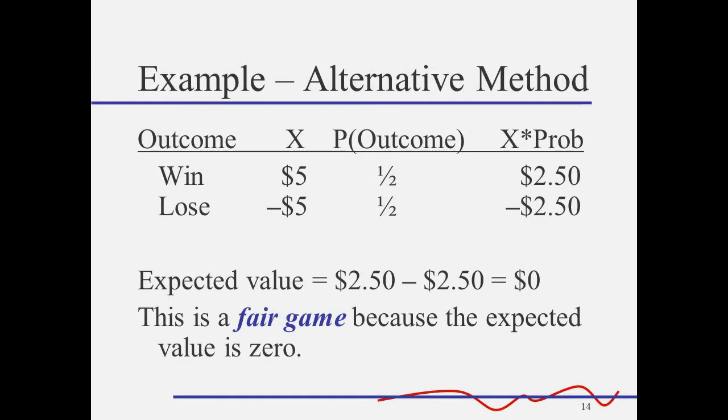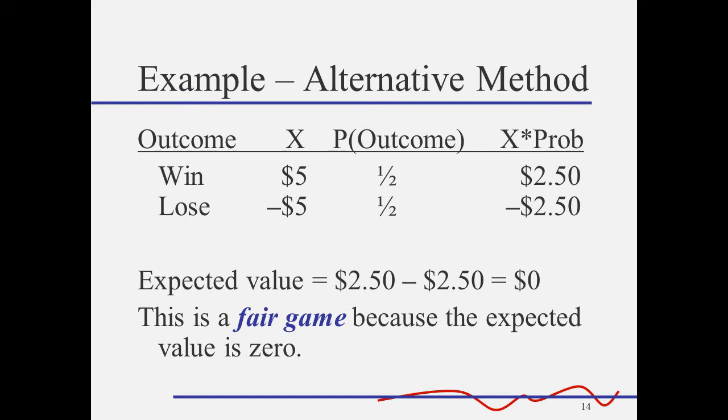Another way to do this problem, especially when we're talking about expected value, is to think about the options of winning versus losing. If you win, you get $5. If you lose, your profit is negative $5. You lose if you roll a 6. And the probability of a 6 is 1/2, so the probability of losing is 1/2. Therefore, the probability of winning is also 1/2. We multiply the values by the probability to get $2.50 and negative $2.50, and we add those together, and again, we get an expected value of $0.